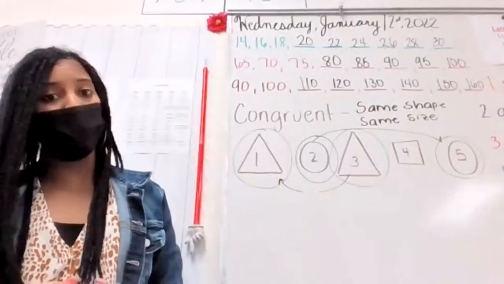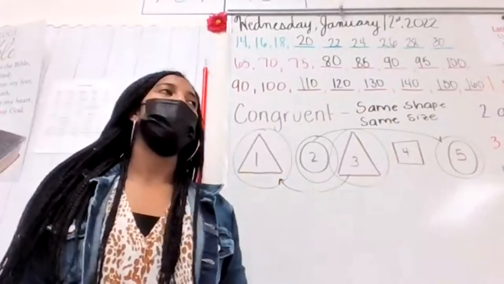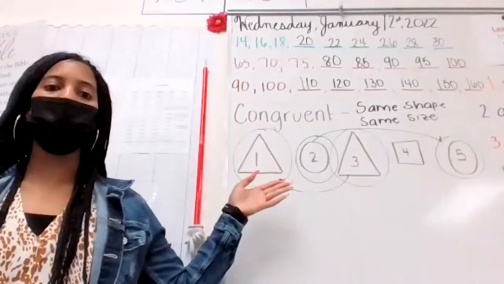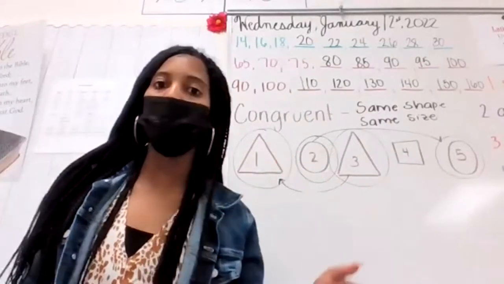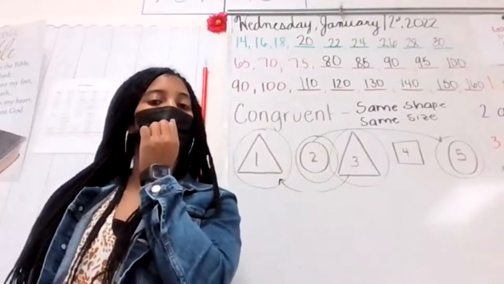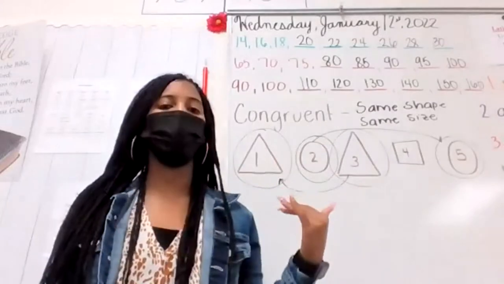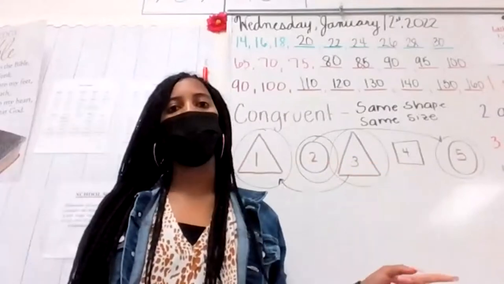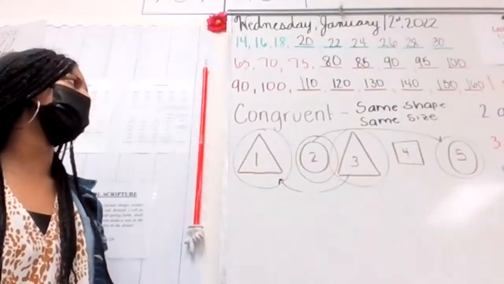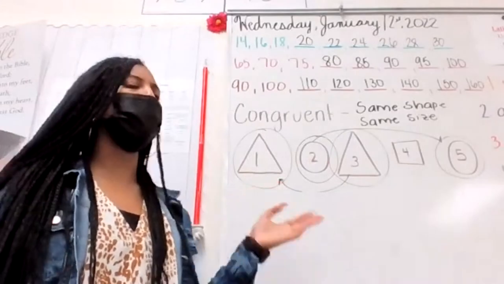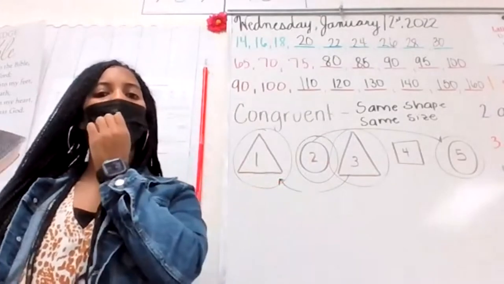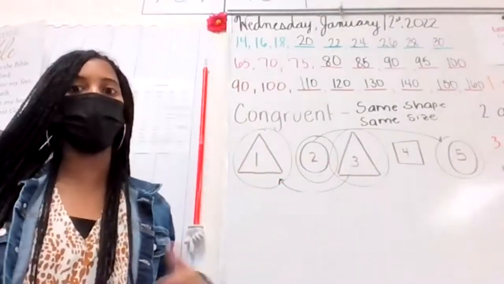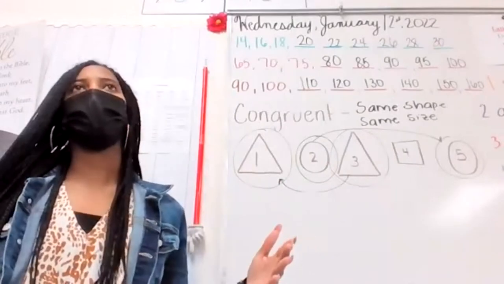Because although 4 is a shape, it's a square, there's no other shape that's the same size as a square or the same exact shape. So that means 4 is not congruent to anything. But what about the triangle? Could it be congruent to the square? No, it cannot be congruent to the square, right? The triangle in itself is a whole different shape. So that right there tells us that it's not.